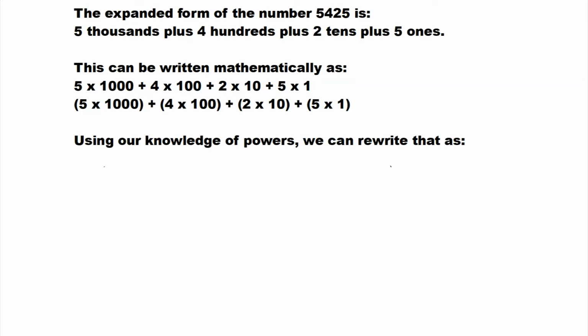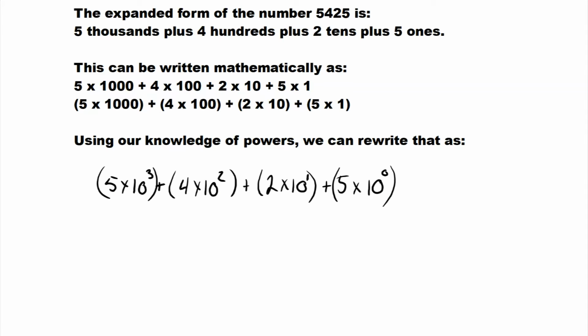So using our knowledge of powers, though, we can now rewrite that as 5 times 10 to the third plus 4 times 10 squared, or 10 to the second, plus 2 times 10 to the first, plus 5 times 10 to the 0. Typically, we don't write in the 1 exponent, we just do times 10, and we don't usually bother putting in the 5 times 10 to the 0 because that's just 1.